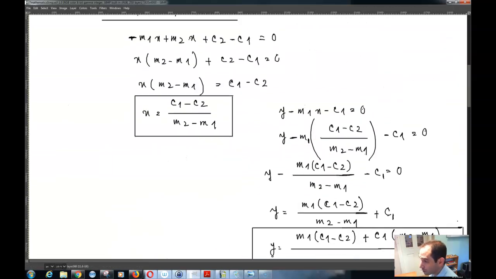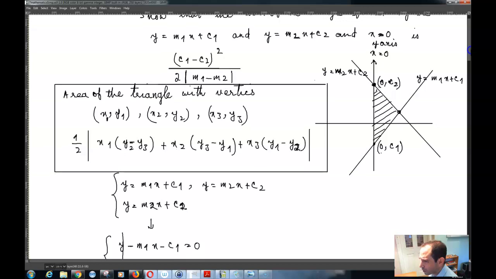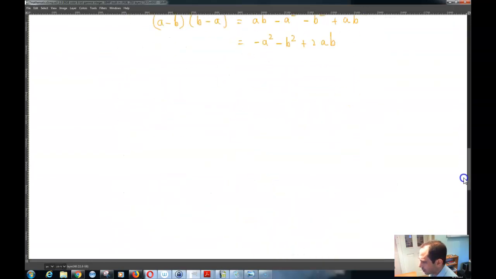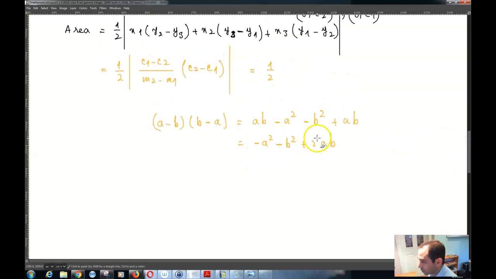And we wanted to show that, so I guess we need to do some arrangements over here. So I can write this as negative, basically taking the negative sign out, a squared plus b squared minus 2ab, and that is the same thing as a plus b whole squared. I'm sorry, it is the same thing as a minus b whole squared. So I can write this as the absolute value of a minus b whole square.